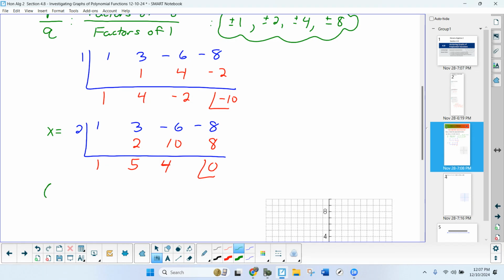What would my factor be? X minus 2. We started with x to the 3rd, so this would be 1x squared plus 5x plus 4. We're trying to find the zeros.